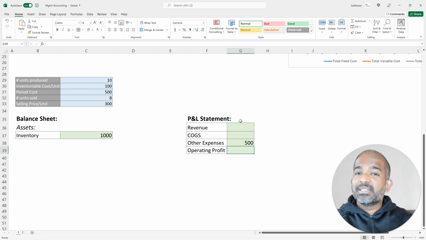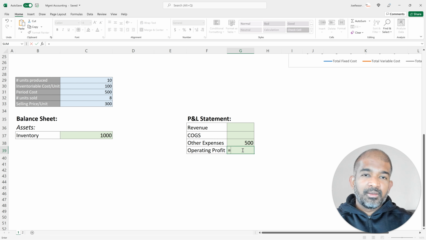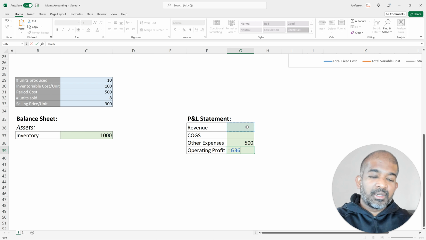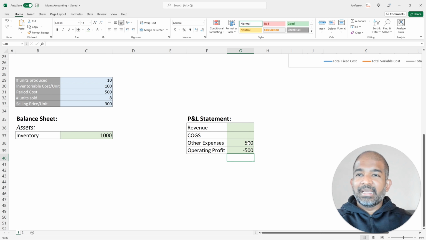None of the units have been sold so far, so our revenue is 0 as of now. Your operating profit, which is your revenue minus all your other expenses, is right now a negative 500. But now let's consider the 8 units that are being sold.